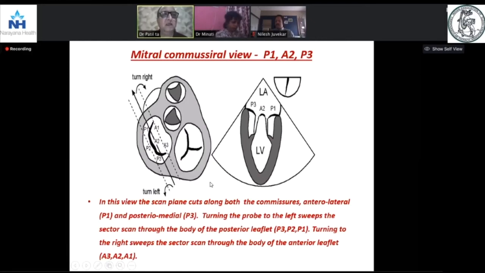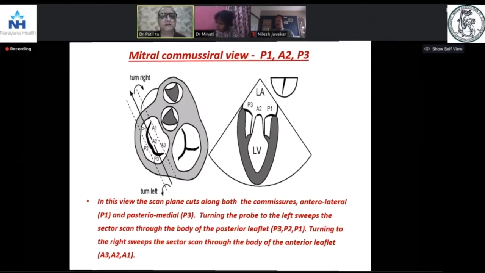I'm not saying by 2D you cannot diagnose anything, but 3D is very, very important. But many of the centers do not have 3D facilities. Probably by 2D itself, we can analyze the abnormalities in the mitral valve by these delicate probe movements, which have to be done in millimeters, but not in centimeters.